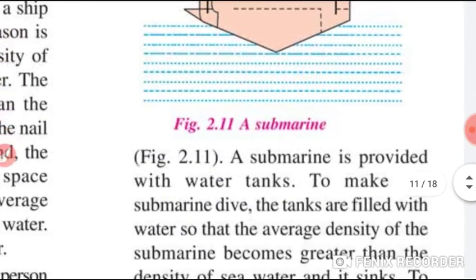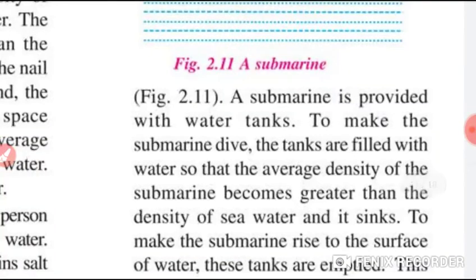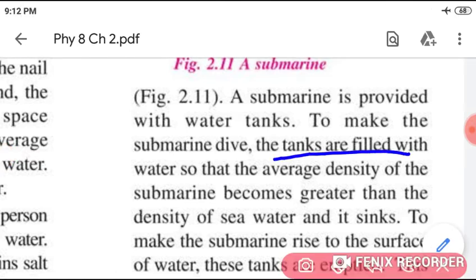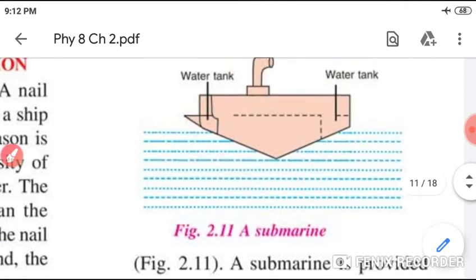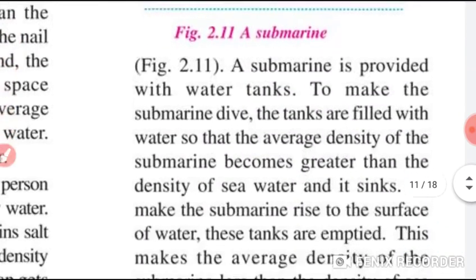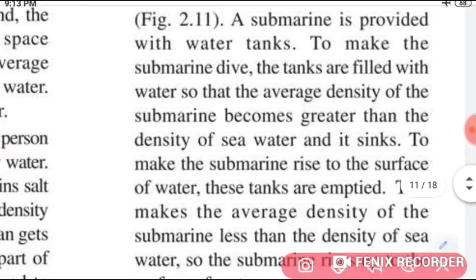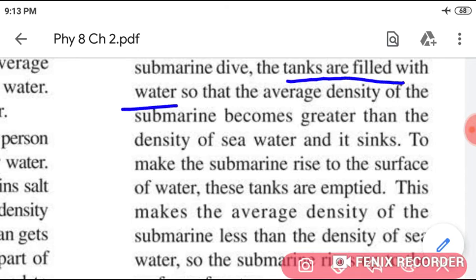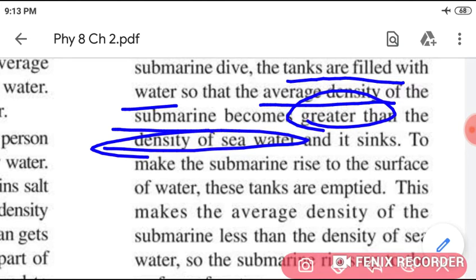It is provided with water tanks. To make the submarine dive, what happens? The water tanks are filled with water. I will show you in this diagram. Here you are seeing the water tanks. When the submarine is made to dive, the tanks are filled with water. Why? So that the average density of the submarine becomes greater than the density of seawater. And what happens? It sinks.